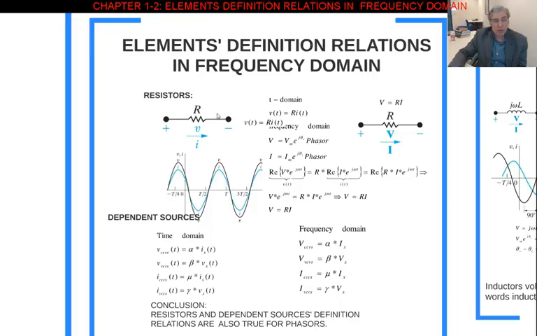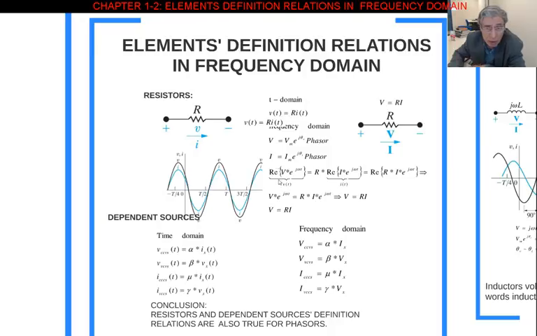Similar to the resistor definition relation are the dependent source definition relations. The only difference is that in the resistor definition relation, V and I belong to the same element, but in the definition relation of the dependent sources, one of the variables belongs to the dependent source, while the other variable depends on another element. For example, this variable here is related to the dependent source, but Ix here is not; it's related to another element. But the format of these definition relations is the same as this format.